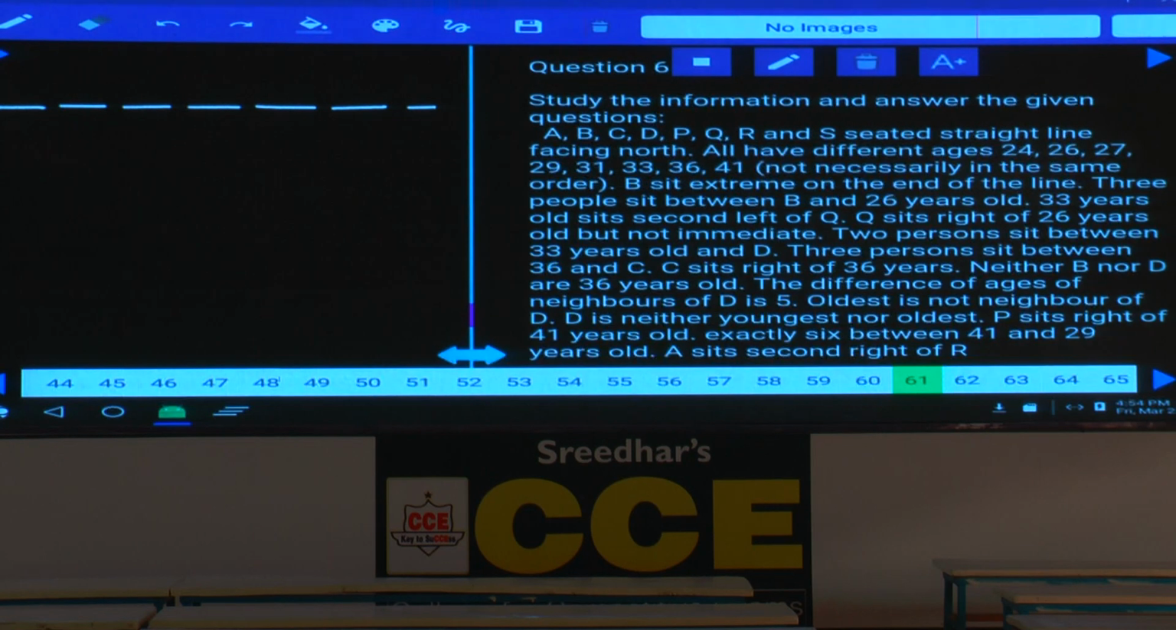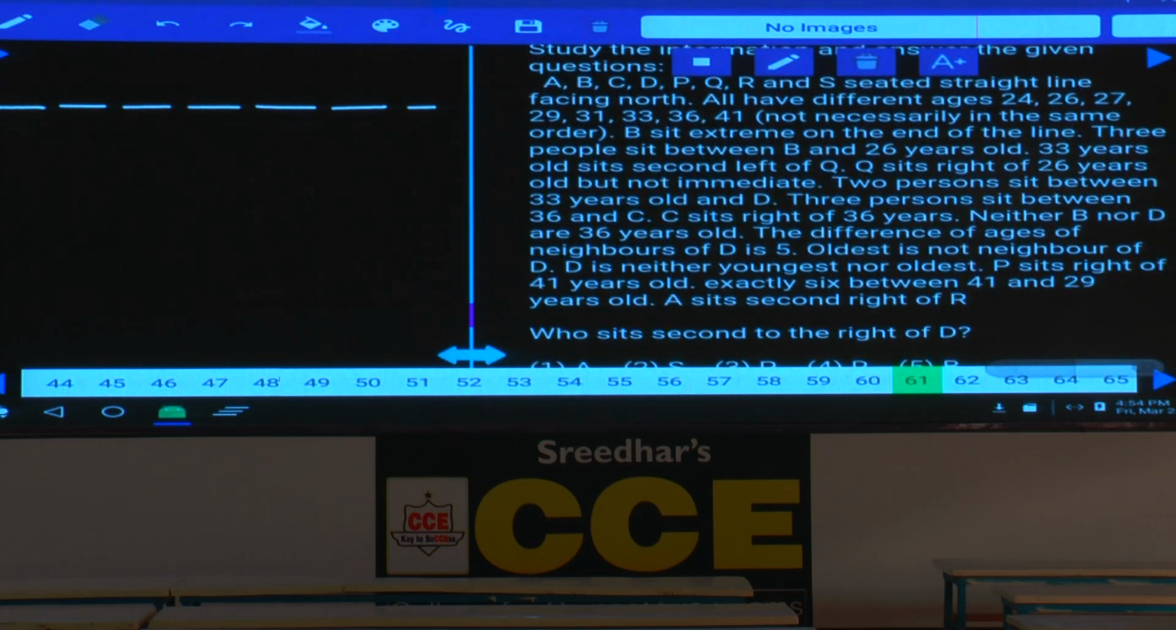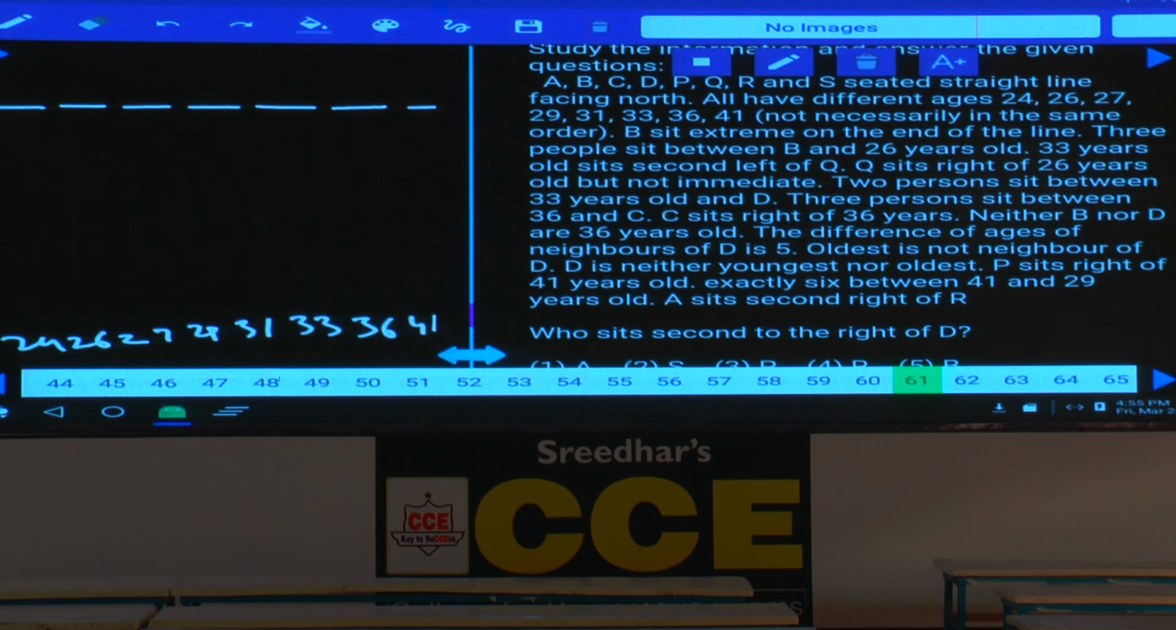8 persons are there. Now, in this one, the ages were also clearly given here. What are the ages here? 24, 26, 27, 29, 31, 33. Here also, luckily, the ages were given in ascending order. If at all they were not given in ascending order, first you need to write them all down in ascending order. Then, not necessarily in the same order, B sits at extreme end of the line.